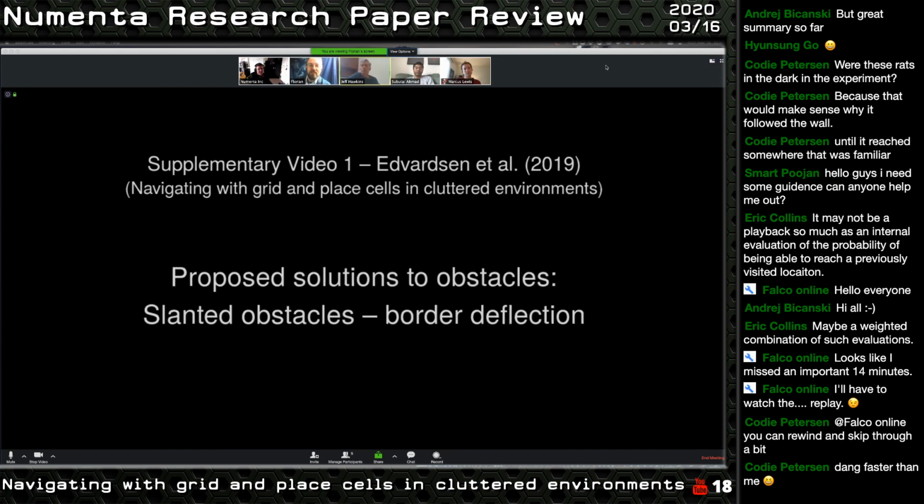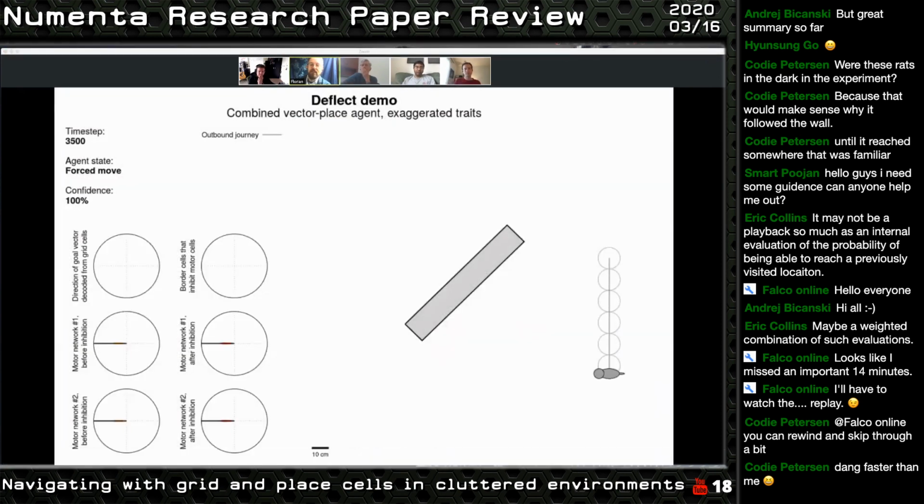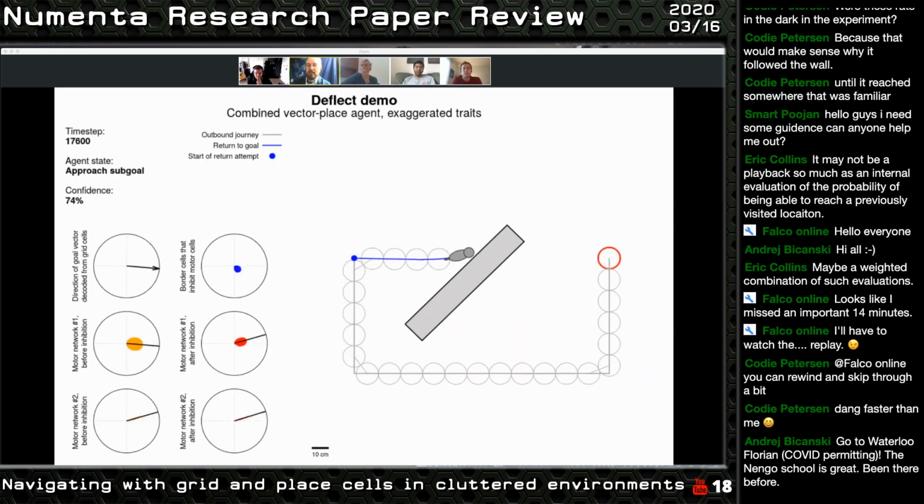Right. All right, cool. So these are the videos. The first one is just basic slanted obstacles. You see the agent moving around from the start to some point and then wants to go back. So vector navigation says go right. Now we're hitting that border. What you will see is that the motor command, these motor cells that they postulate, are now modulated by that growing inhibition from the border cell, which you can see. So this is the border navigation, in case you can see my mouse here.